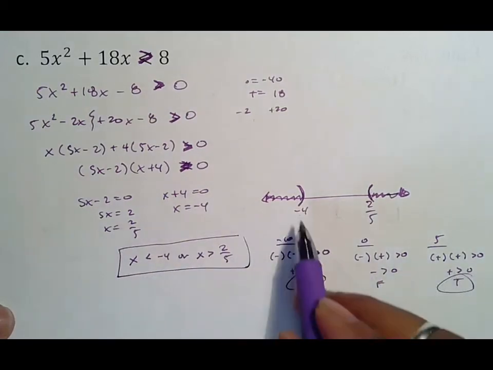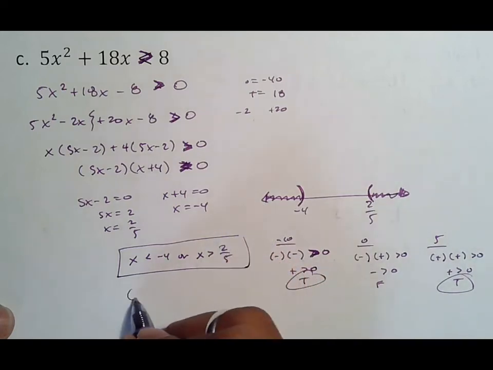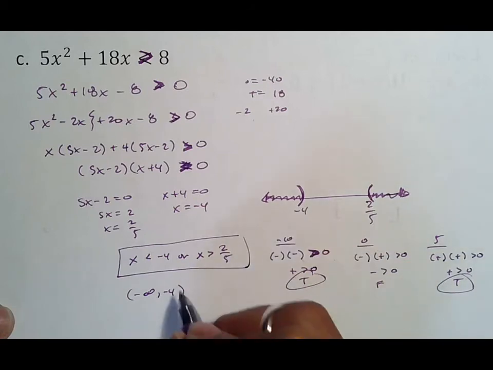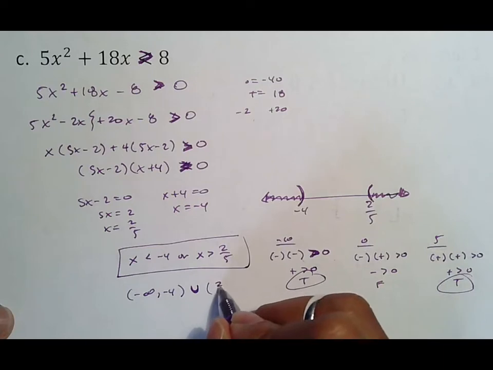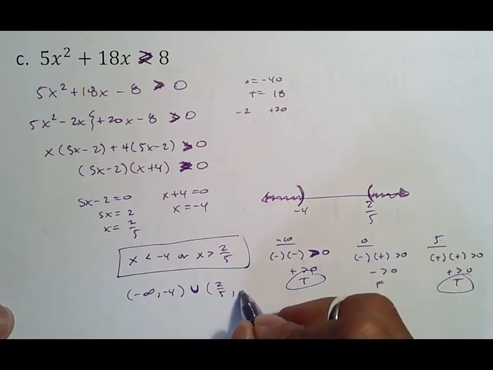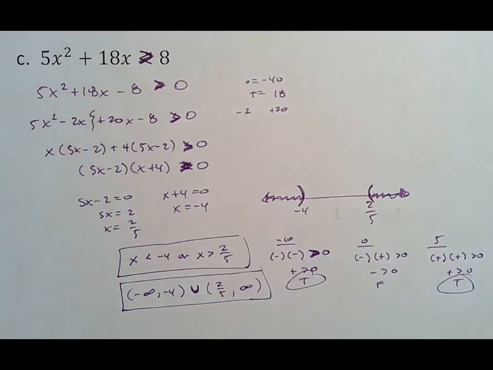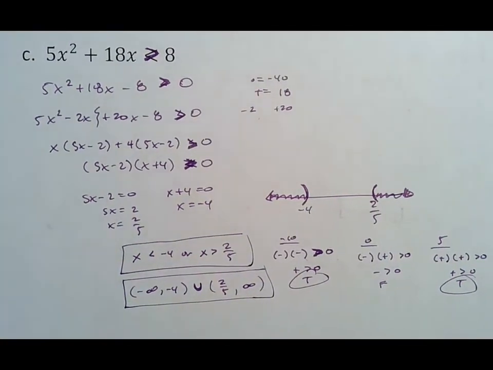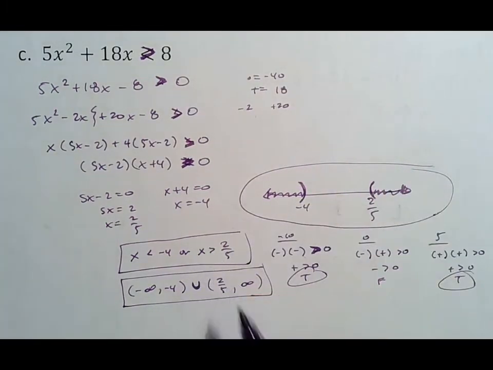And answer number 3 is interval notation, which from here is easy because notice negative infinity is there. So we're going to go negative infinity up to -4 with a parentheses and combine that with 2/5 going to positive infinity. Again, using parentheses because we do not use a bracket on infinity. So answer option 1, option 2, and option 3.